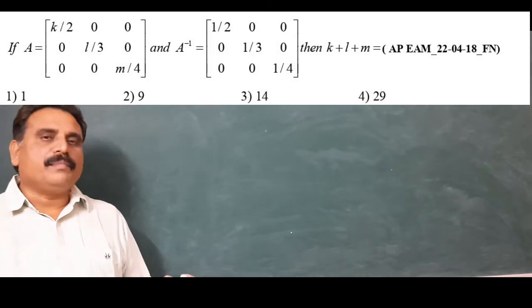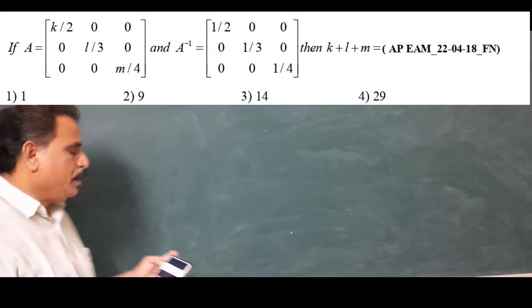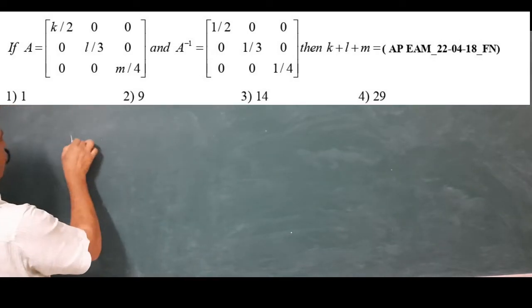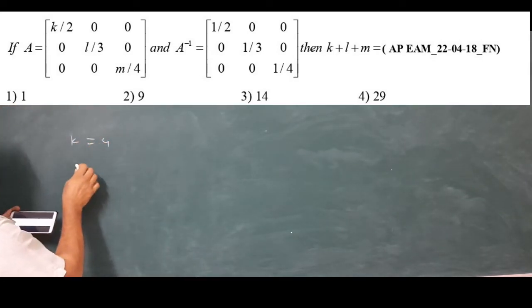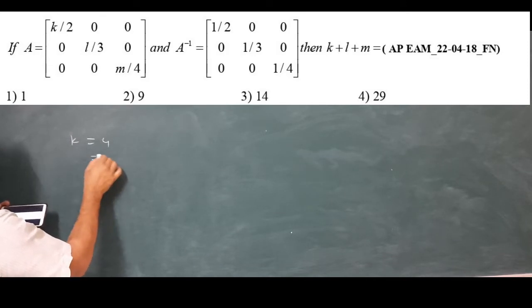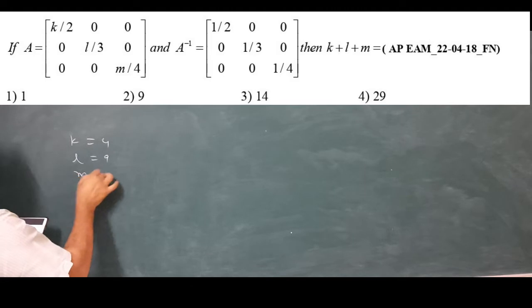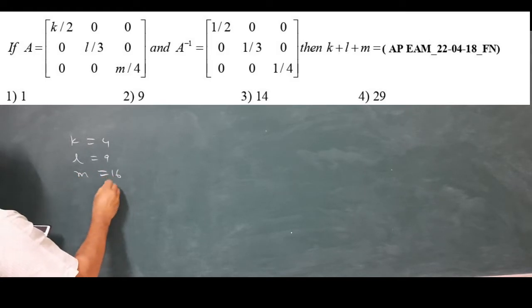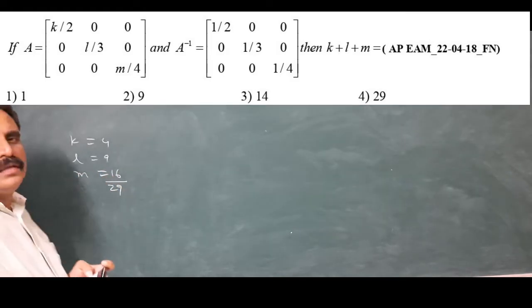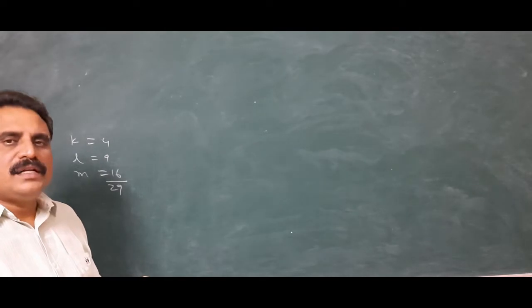So, equating k by 2 to 2, k equals 4. l by 3 equals 3, so l equals 9. Next, m by 4 equals 4, so m equals 16. The sum k plus l plus m is 29.